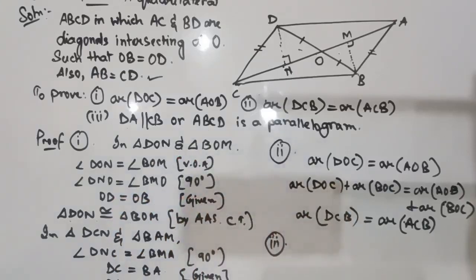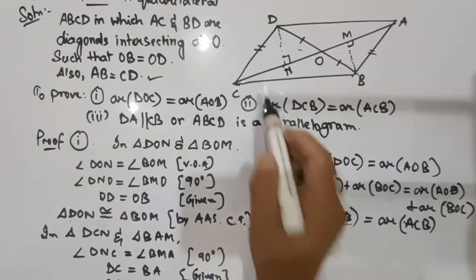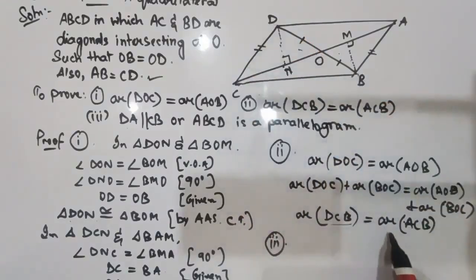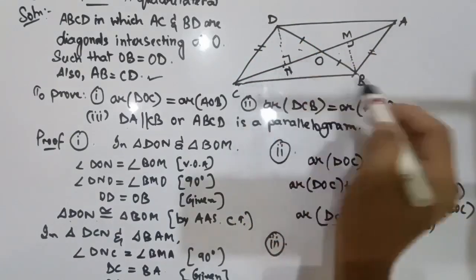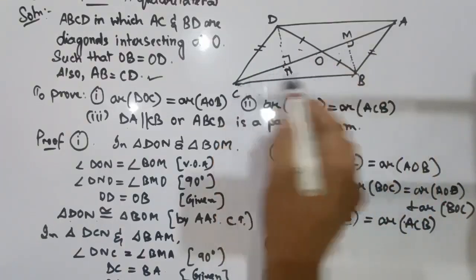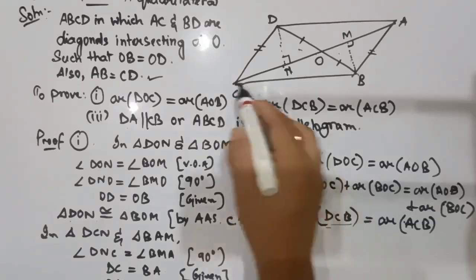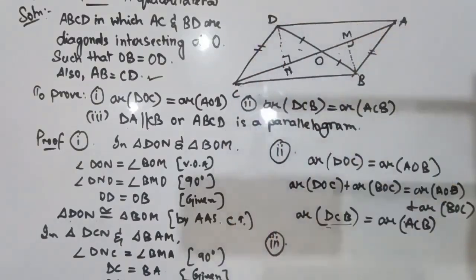Now if you closely look at the figure, again observe the figure carefully, you will see that the two triangles, triangle DCB and triangle ACB lie on the same base BC, and they are between the same parallels BC and AD. So we have earlier proved that these two triangles are equal in area, and if we combine these two, then we will get BC is parallel to AD.